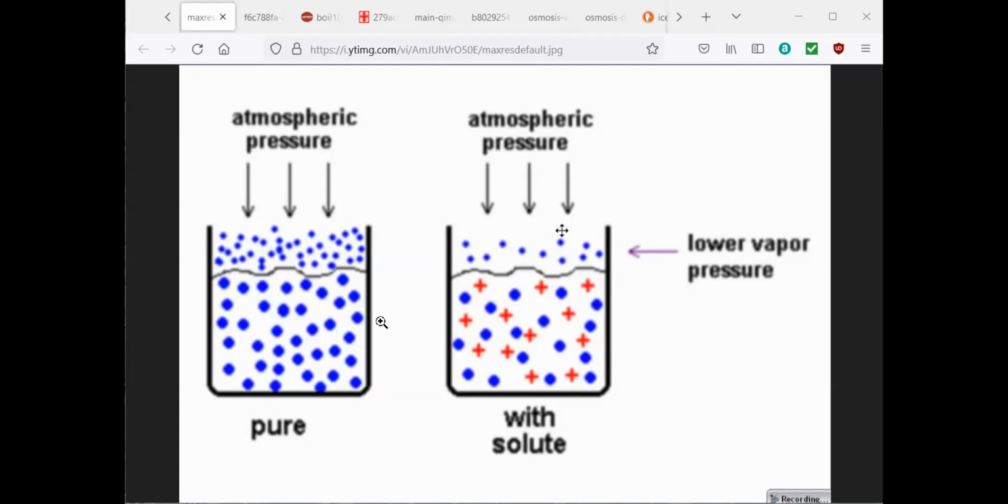Now, when I have solutes in a solution in my liquid, these solutes also take some of the area at the surface. So I have less surface area for my solvent particles to go into the gas state. So just by the introduction of a solute, I have lowered my vapor pressure. Now remember, boiling point, okay, so that's what happens when we do the vapor pressure lowering.